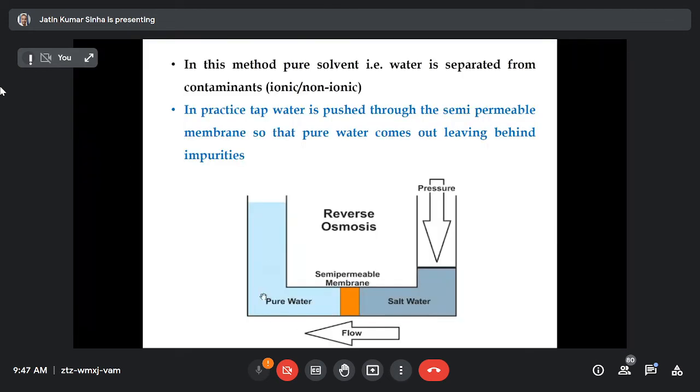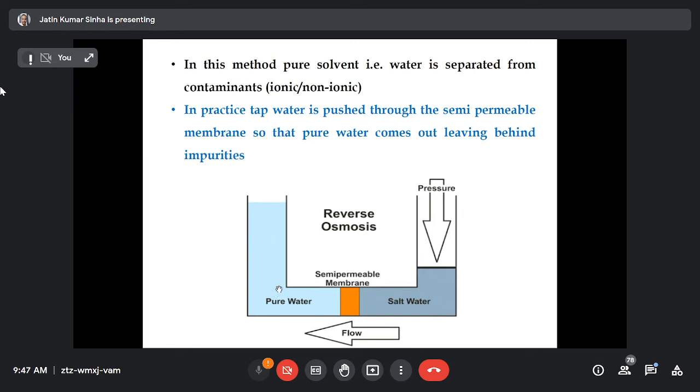So if you see, the left compartment is your pure water, and the right compartment is your salt water. In between these two, you have a semi-permeable membrane which allows only the water molecules to pass through. If you do not apply pressure, the normal situation would be, because the salt water is highly concentrated, that the water will flow from this side to that side.